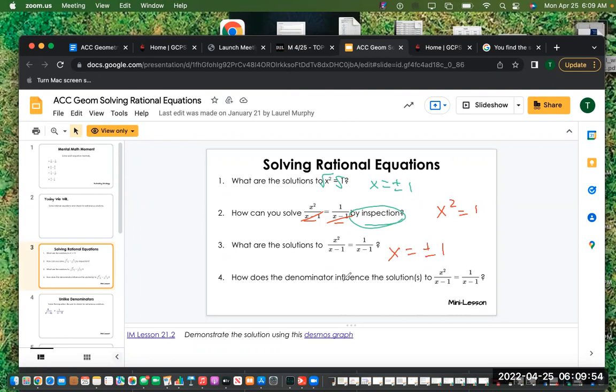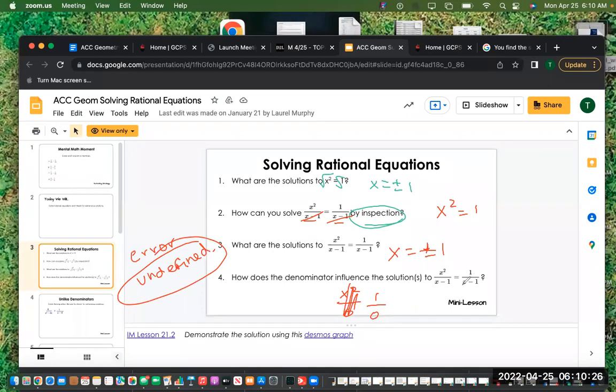Now, how does the denominator influence the solutions? Well, if I took positive 1 and plugged it in here, that would give me x squared over 0, or 1 over 0. If you plug 1 divided by 0 in your calculator, you're going to get error. That means it's undefined, and that's a big no-no in math. So you can't have 0 in the denominator. So 1 would not be an answer.